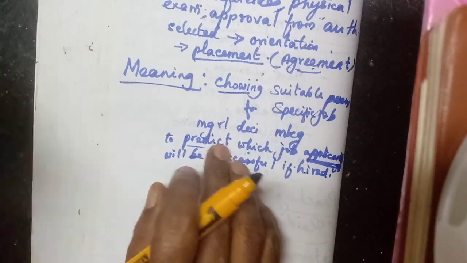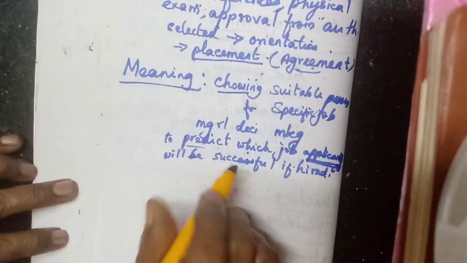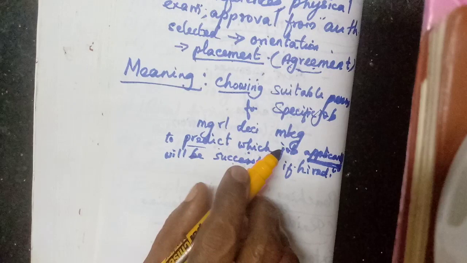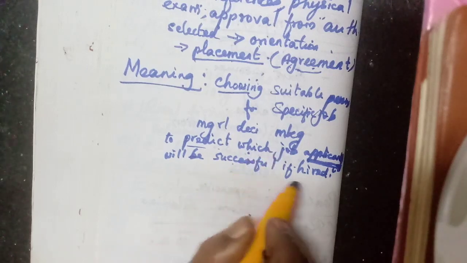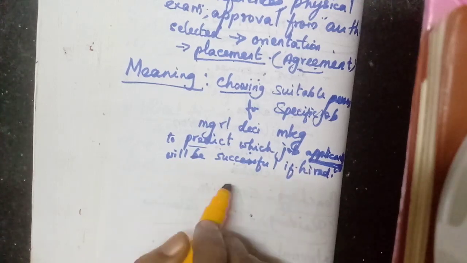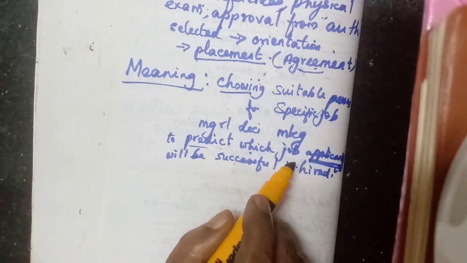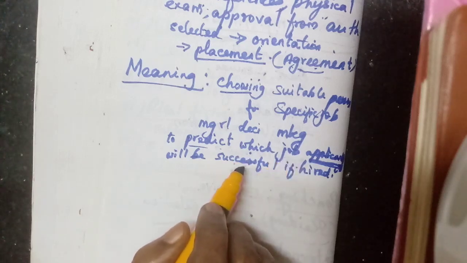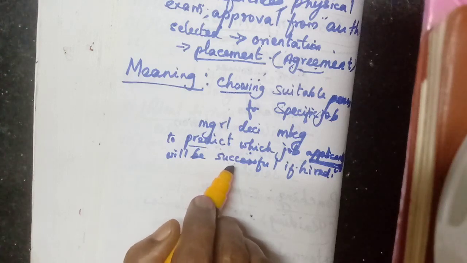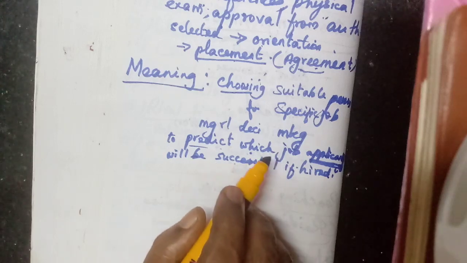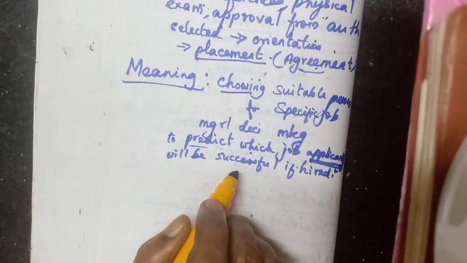In other words, David and Robbins say that selection is a managerial decision-making process to predict which job applicants will be successful if they are hired. They have to identify and select those applicants. They will first predict who will be successful. For this only, they are going to conduct many tests. Then that person will be hired.